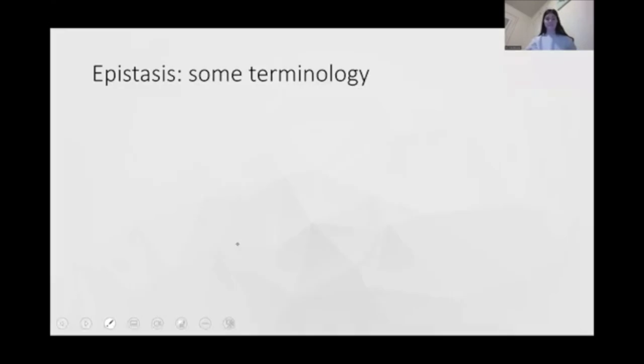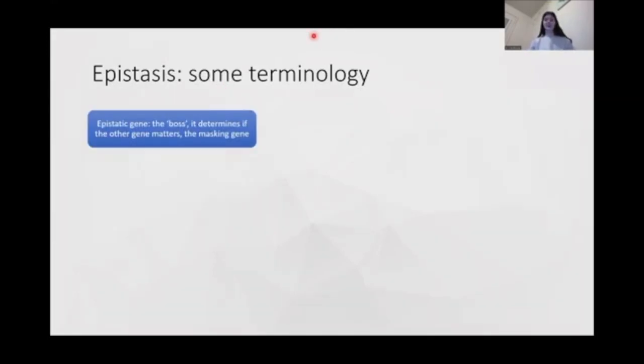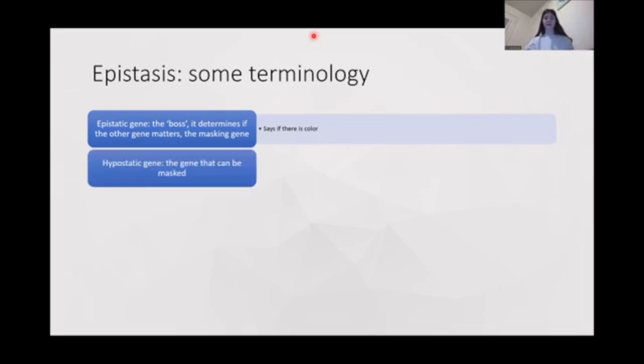So now let's go through some terminology now that we hopefully have a little bit of a better grasp on what epistasis actually is. So the epistatic gene, like we just mentioned, is the boss. It determines if the other gene even matters. This is also called the masking gene because it's the one that determines if there is color at all. So it can mask the color gene whether it's dominant or recessive. It doesn't matter what it is, it'll not show up no matter what. So this will say if there is color.